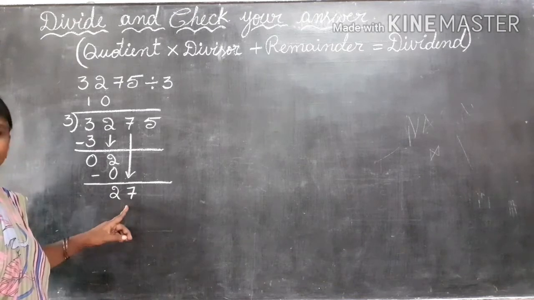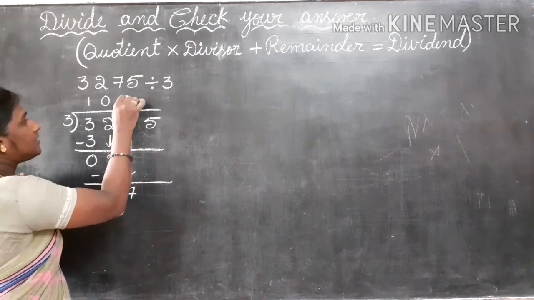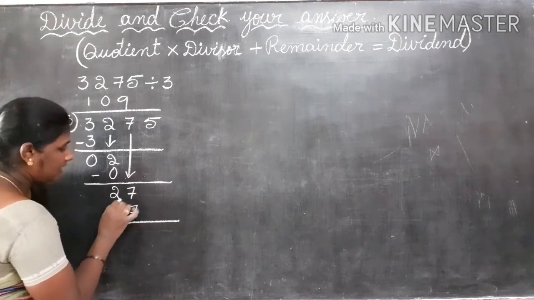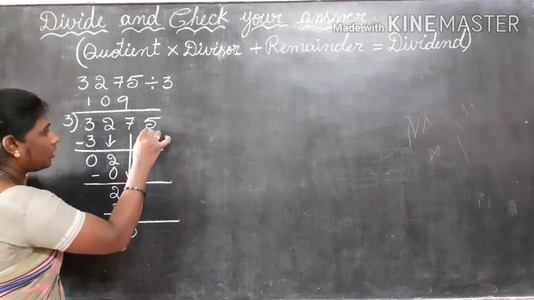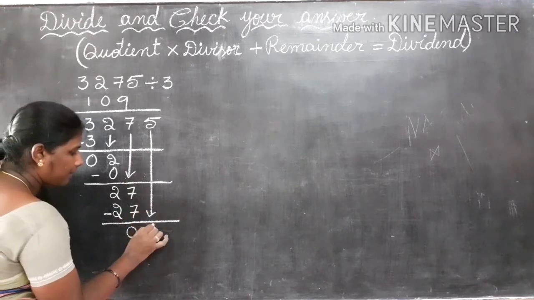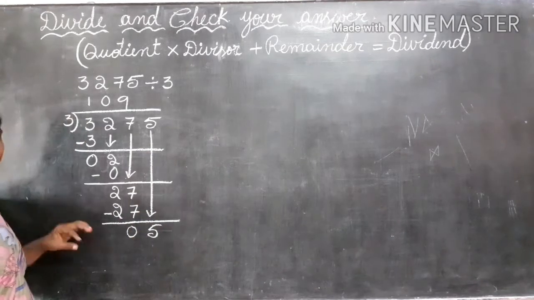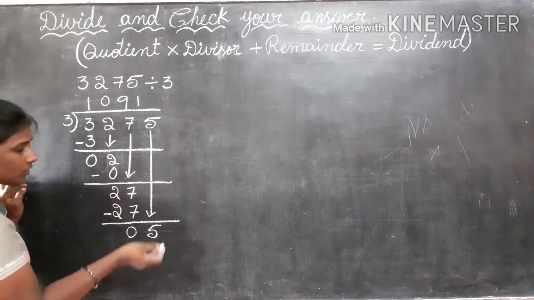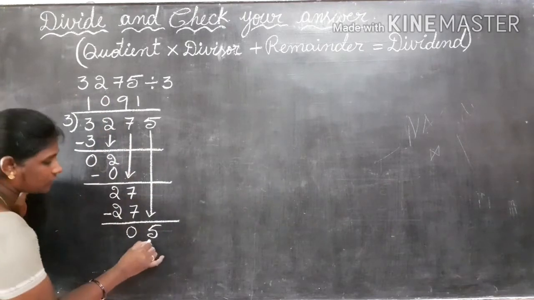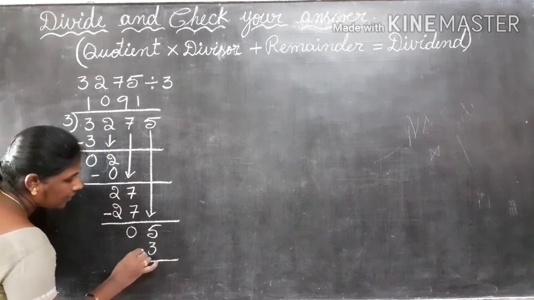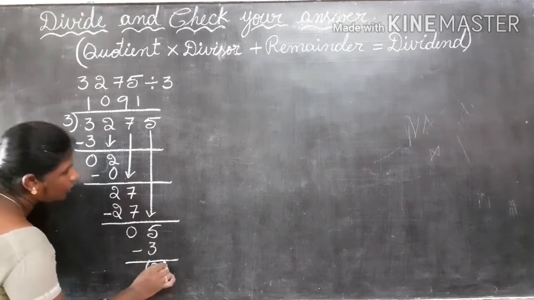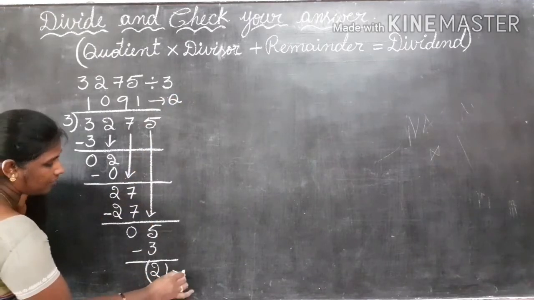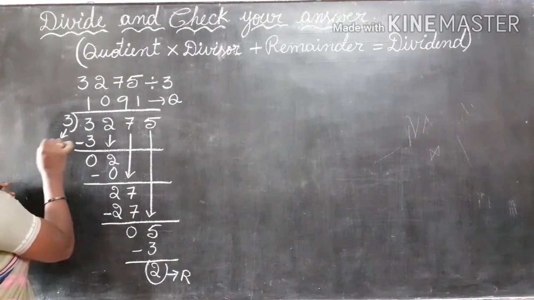Next take 7. 3 table 27 will get, yes. 3 nines are 27. 27 minus 27, 0. Next take 5. 3 ones are 3, 3 twos are 6. So 3 ones are 3. 5 minus 3, 2. In this is the quotient, this is the remainder, this is divisor.